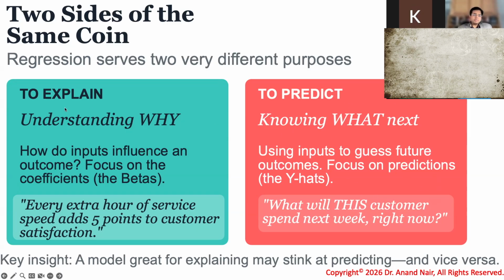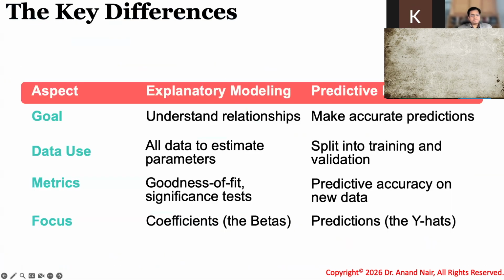And oftentimes we'll see that a model that is great in explaining may not necessarily be the best for prediction. So we have to be careful about our objectives and use the models appropriately.